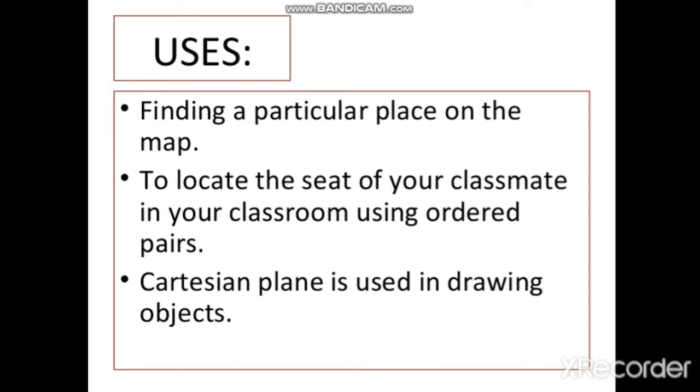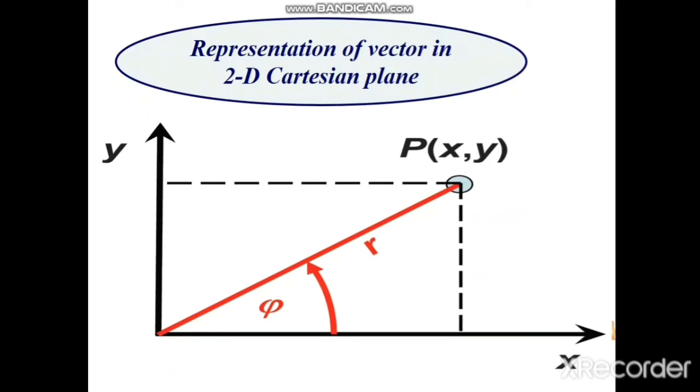What are the uses of rectangular coordinate system in our daily life? We can use the rectangular coordinate system to find a particular place on the map and to locate the seat of your classmate in your classroom using ordered pairs. Cartesian plane is used in drawing objects. Then see how we can draw a vector in two-dimensional Cartesian plane.